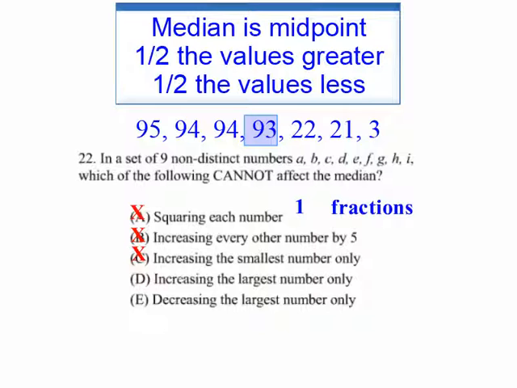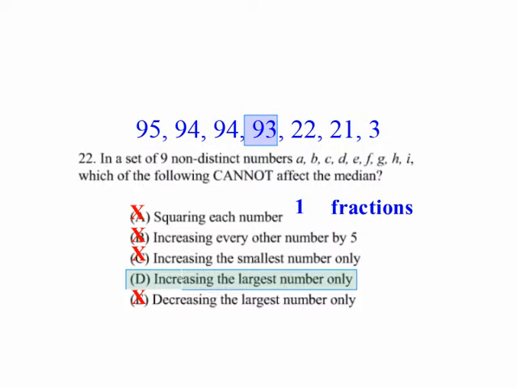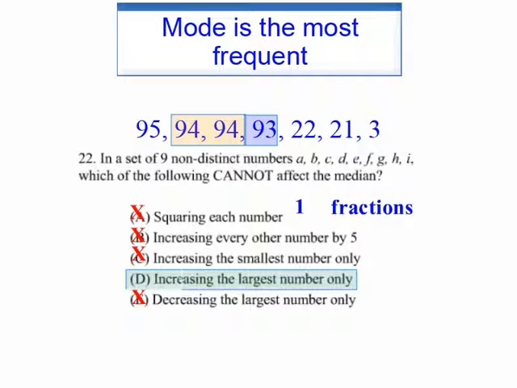Increasing the largest number only. Increasing the largest number only isn't going to change that median. It's already the largest, so if we increase it, we just make it bigger. Decreasing the largest number only, yeah, logically, we could take that 95 and subtract 100 from it. That would change the median. So our answer is D. Let's also take a chance here to point out that the mode of these numbers, the most frequent or common score, would be 94, because there are two 94s there.